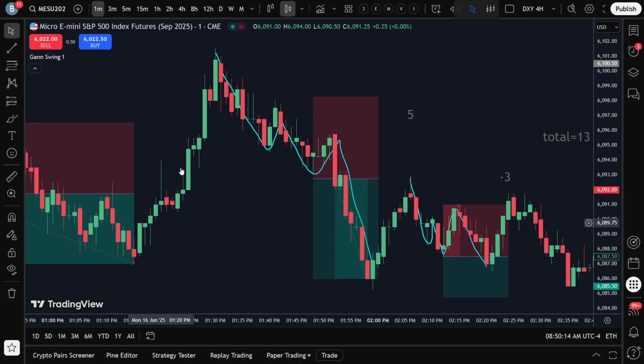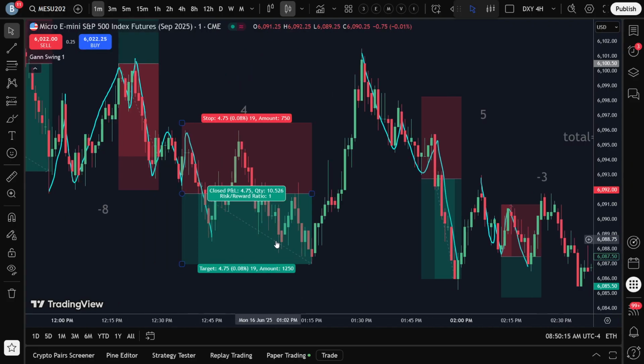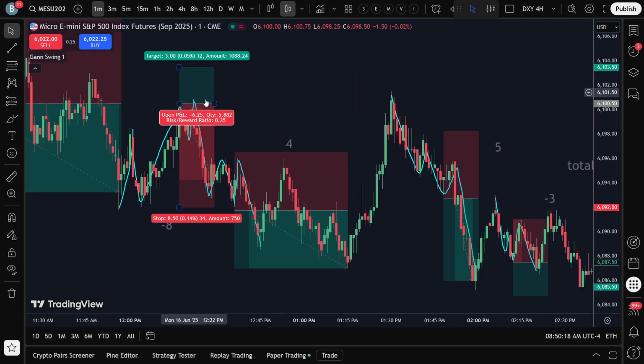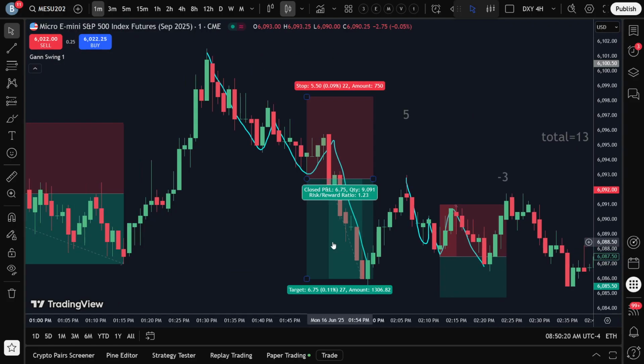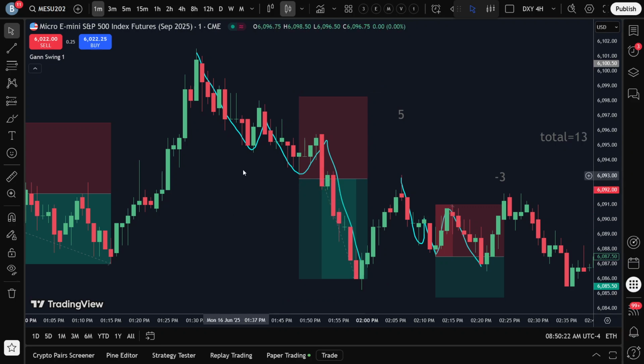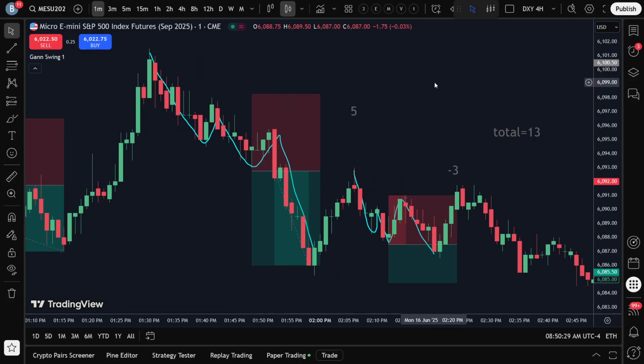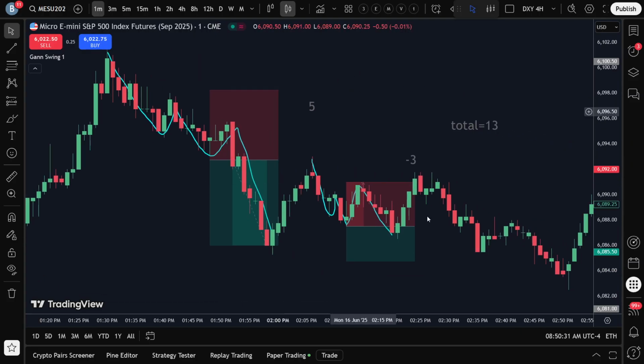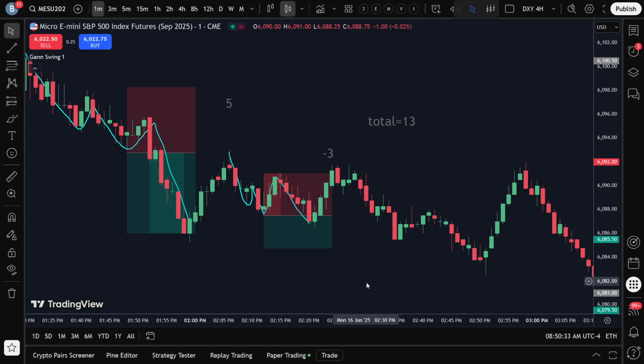And you get this big move up here, takes out structure, immediately reverses, and then you got your second Gann swing here, stop below the first, stop above the first, and you get 5 points. You also get this smaller one here.